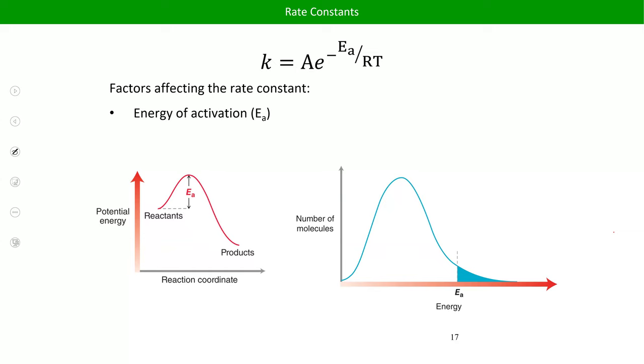And so the probability that a molecule can make it over that barrier is based on two things. How high is the barrier, and how fast are the molecules moving on average? Those are your two keys for k. If activation energy goes up, the reaction slows down because a smaller proportion of the molecules can make it above that barrier. So do you guys remember this graph, Boltzmann's distribution?